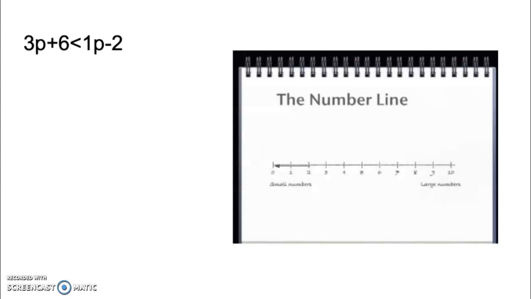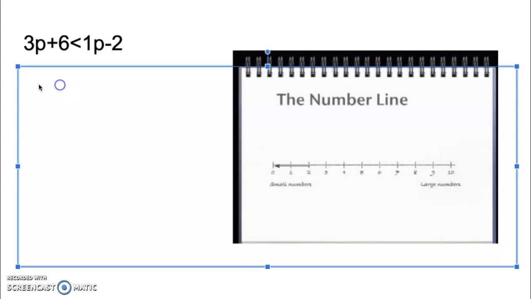So given the equation 3p + 6 < 1p - 2, you're going to first want to isolate the variable. So you're going to move the 1p to the left side of the equation. So we're going to get 2p + 6 < -2.